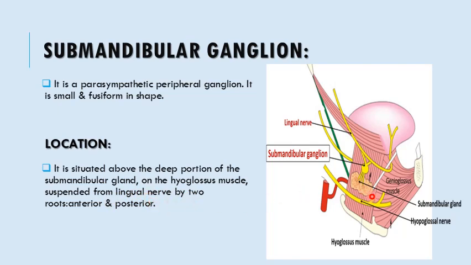Now look at this diagram. Here you can see the hyoglossus muscle, and the submandibular ganglion lies on the hyoglossus muscle just above the deep part of the submandibular gland, and it is suspended from the lingual nerve by two roots, anterior and posterior roots. This is the lingual nerve and this is the submandibular ganglion.